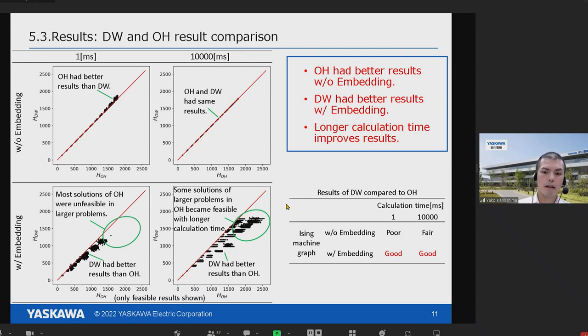We can also see that longer calculation time improves results. By comparing the 1 millisecond and 10,000 millisecond results, we can see that the solutions have improved, especially with embedding. When we just gave 1 millisecond, most solutions of one-hot encoding were infeasible in larger problems. But when we give 10,000 milliseconds, some solutions of the larger problems in one-hot encoding became feasible.